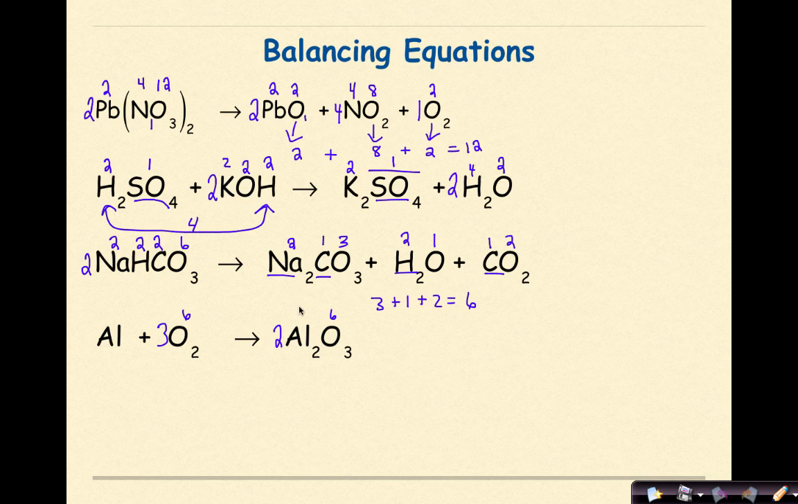2 times 2 is 4. So that means I'm going to need a 4 in front of here. So again, I just violated my rule. I did the oxygens before the aluminum, but I did take a moment to look through the entire equation and realize it would be in my best interest to balance those first before doing the aluminum.